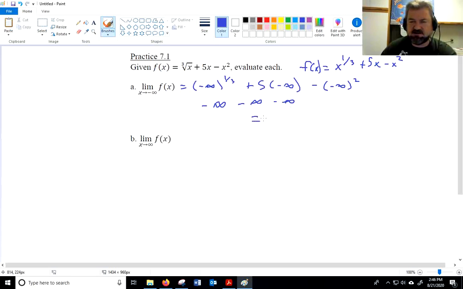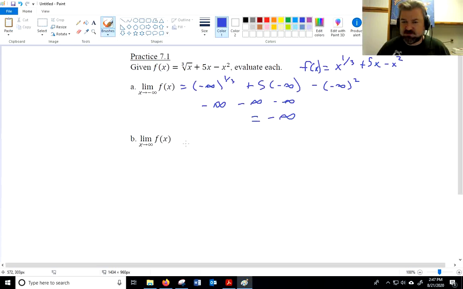Is that indeterminate, or do we know what that does? We know what that does. It just goes really negative infinity, right? All right, so that one we did not have an indeterminate form. We were able to evaluate the answer without doing anything special. Let's try the next one. Maybe we'll be as lucky.